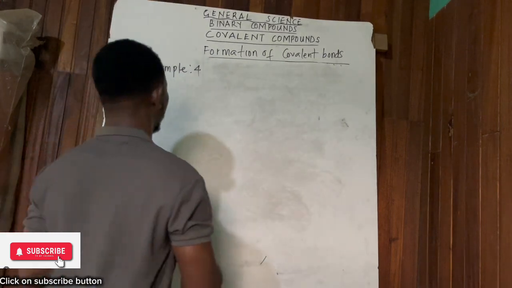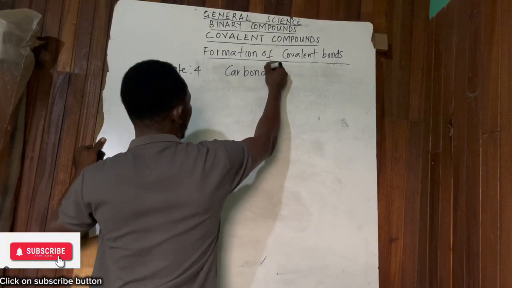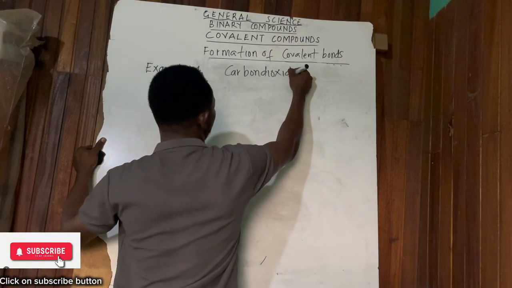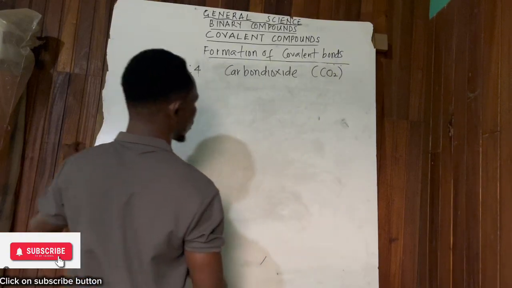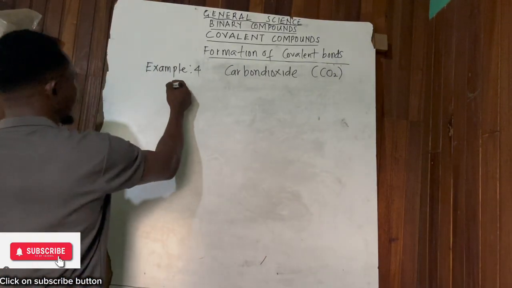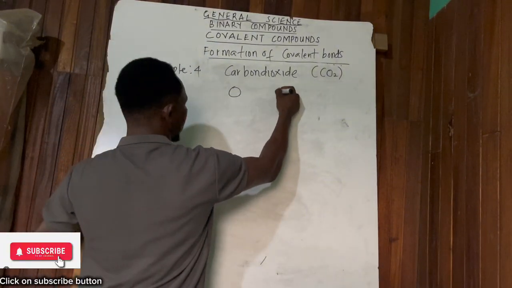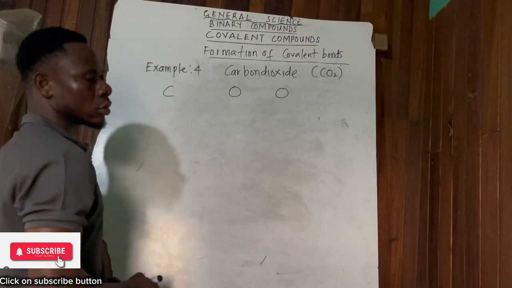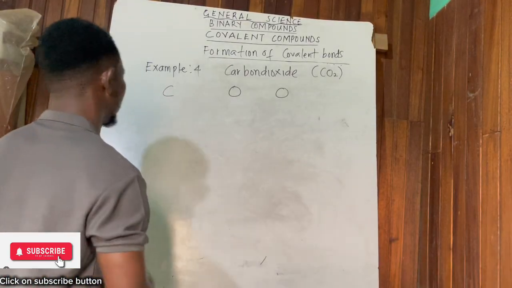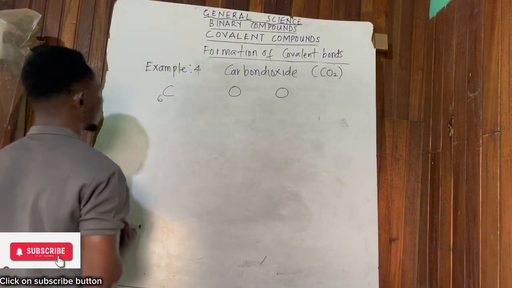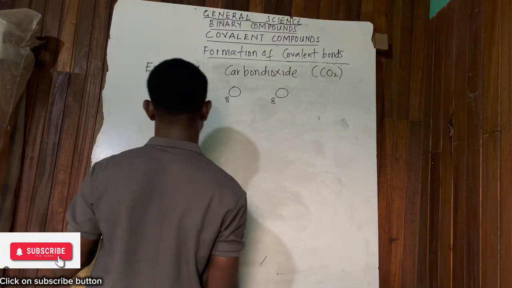Example 4, we are taking carbon dioxide, CO2. So there is carbon, there is oxygen, there is oxygen. Are you getting it? Carbon on the periodic table has atomic number 6. Oxygen is what? 8. Oxygen here is also 8.